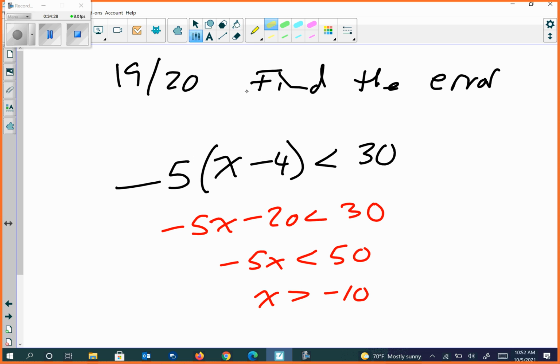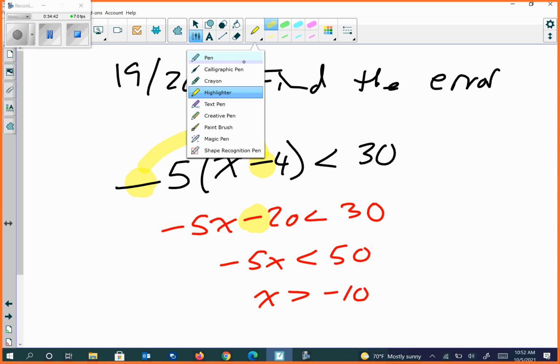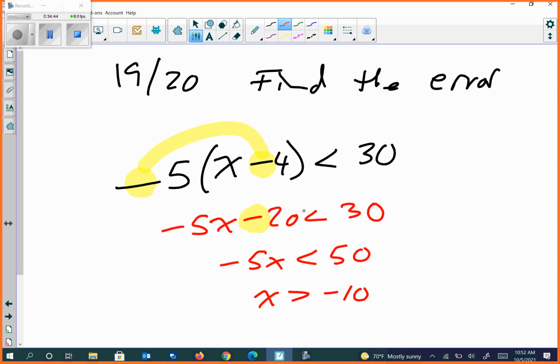They should add instead of subtract. Where? Negative 5x minus 20, or is it plus? I think this is the error. Is it? Yeah, if I had distributed that over, that should have been a positive 20. So then what you're going to want to do is, here's the error right here. So this is what it should have been.